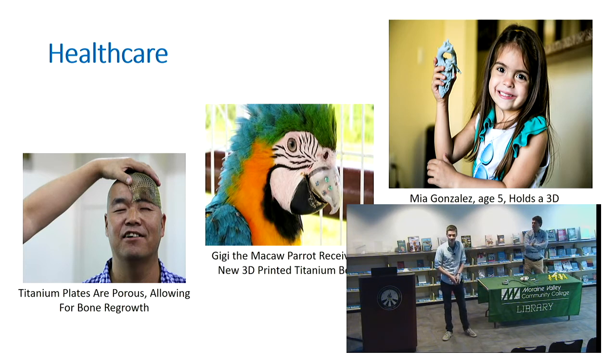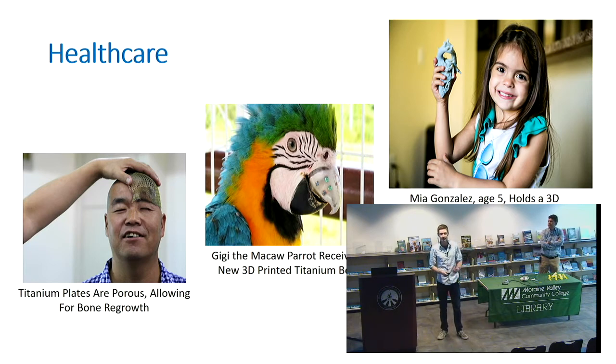The man in the bottom right, or bottom left, fell 3 stories and landed on his head and cracked part of his skull. But the doctors in China were able to print a titanium mesh implant, and since the titanium is porous, it facilitates the regrowth of the bones.